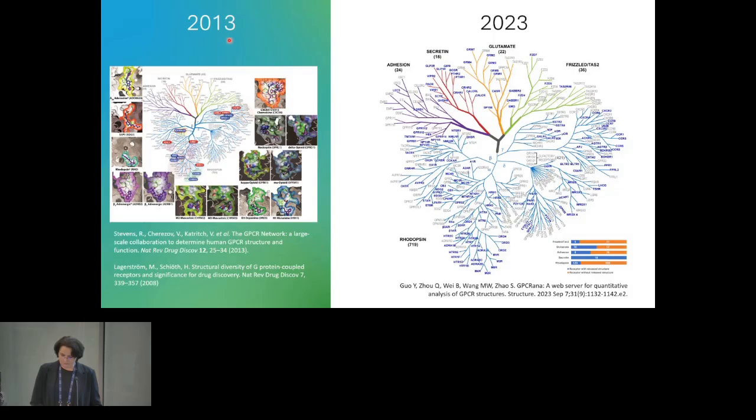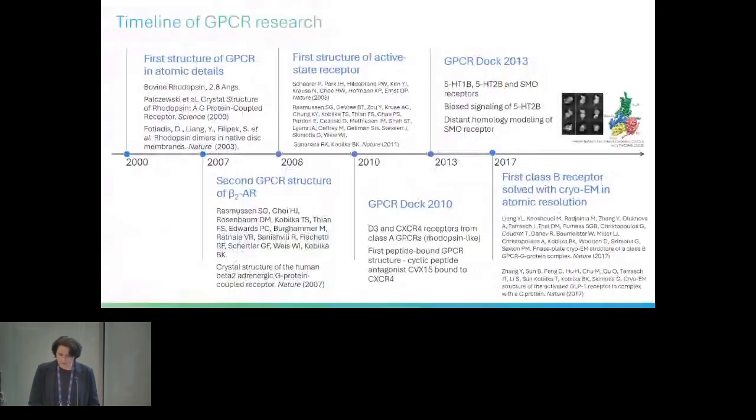In 2013, only a few GPCR structures were determined, while in 2023, most of the GPCR tree was already covered with structures of active and inactive state receptors, as you see here. It all started with the first structure of a GPCR solved with X-ray crystallography in year 2000 by Palczewski and colleagues. Although it was known before that GPCRs consist of 7 transmembrane helices, it was the first structure of a GPCR solved in atomic details.